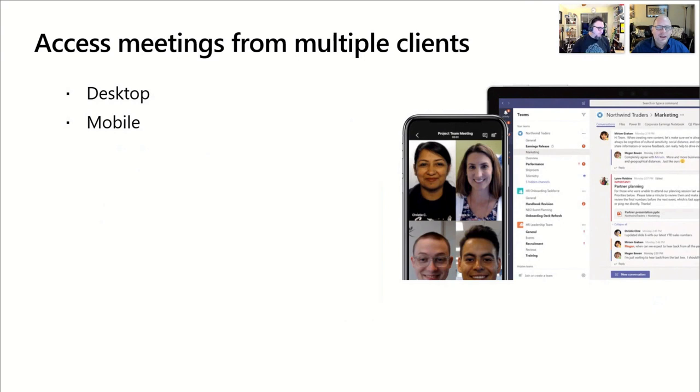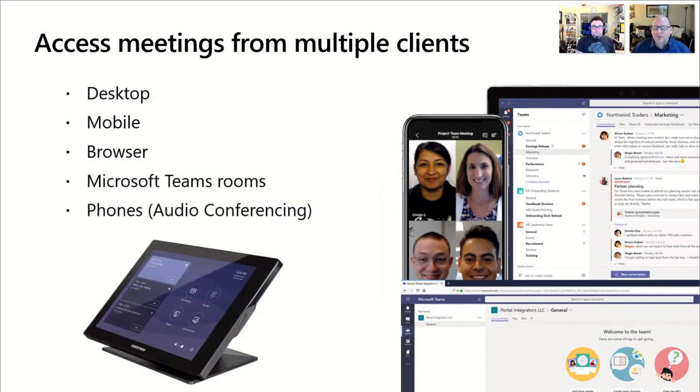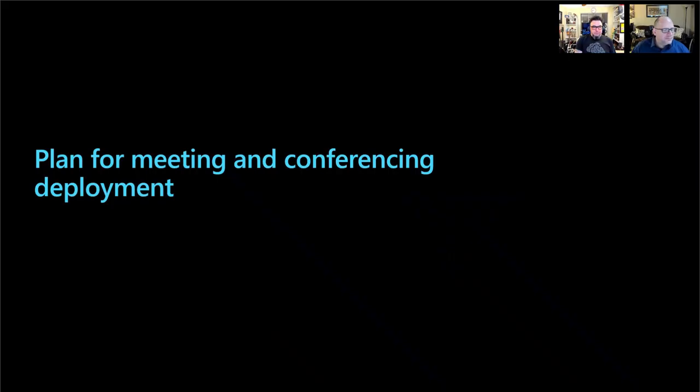Now, accessing meetings from multiple clients. Brett, why don't you take this part? Yeah, actually, this is really quick and simple. You can access Teams and meetings from multiple clients. You can do it through your desktop. You can do it on your mobile phone. You can do it in a browser. We actually have Teams Rooms for on-site Teams meetings in actual conference rooms with Teams Rooms devices. And then again, as I said, phones, where you're just doing audio conferencing. So think of this as not using the internet browser. You're just calling in like we used to do in the old days. Absolutely.